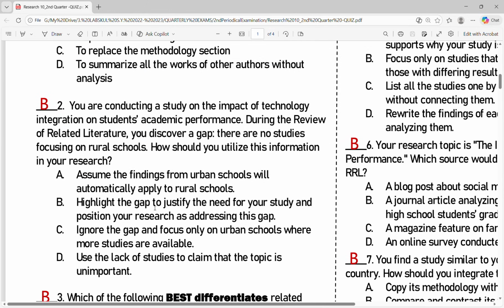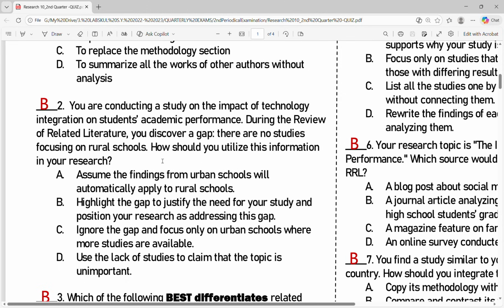Next, for number two, you are conducting a study on the impact of technology integration on students' academic performance. During the review of related literature, you discovered a gap. There are no studies focusing on rural schools, those in the provinces. How should you utilize this information in your research?